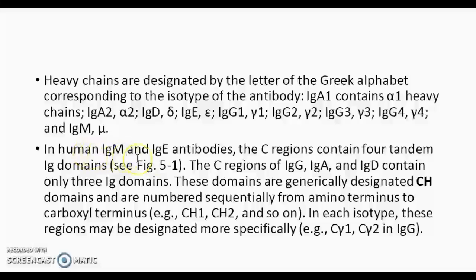In humans, IgM and IgE, the C region contains 4 tandem immunoglobulin domains, and the C region of IgG, IgA and IgD contains only 3, not 4 like IgE and IgM. These domains are generally designated CH domains and are numbered sequentially from amino terminus to carboxyl terminus. Their names are CH1, CH2, and so on until CH4.